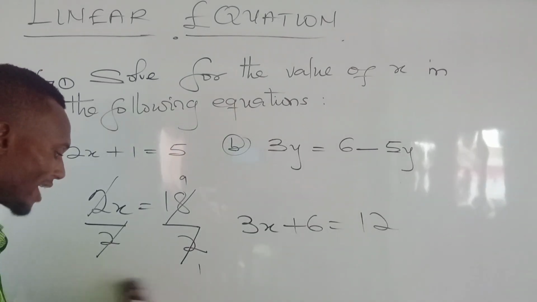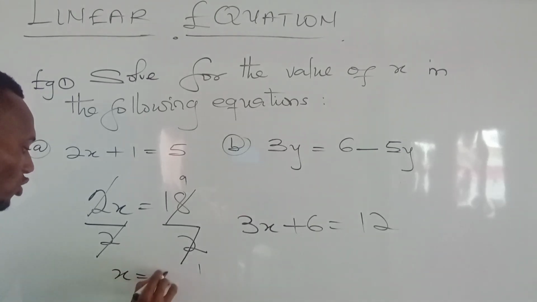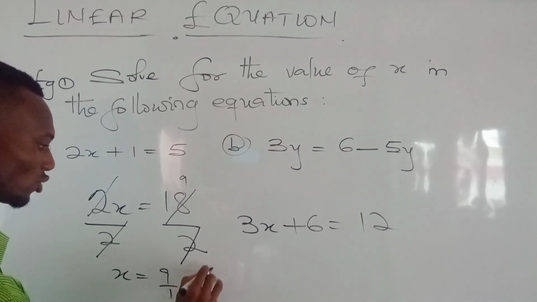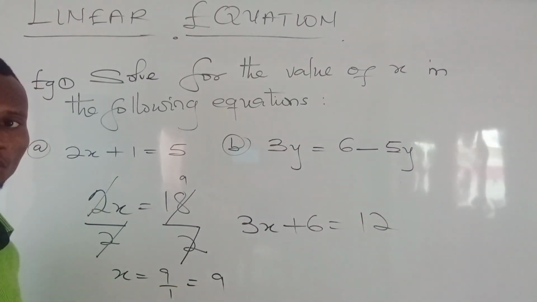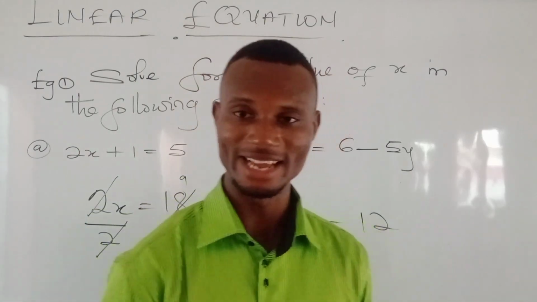Let me clean it and write it out so that you see. So I have s equals 9 over 1, and 9 over 1 is equal to 9. So it means your s is equal to 9. I hope you understand the explanation.